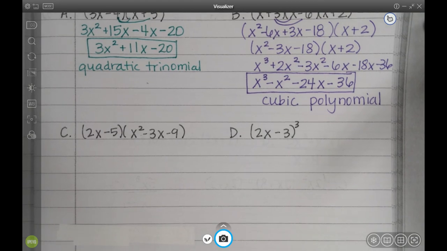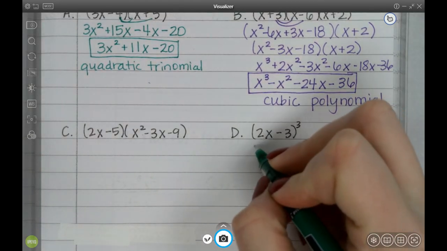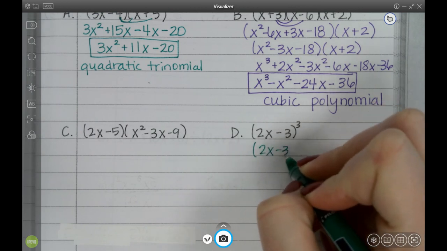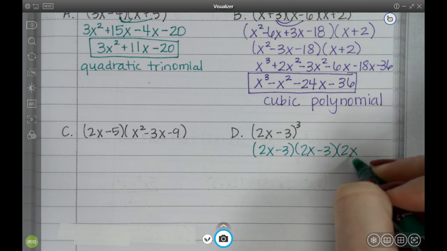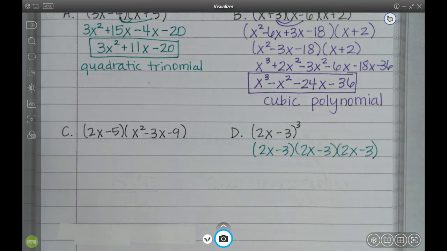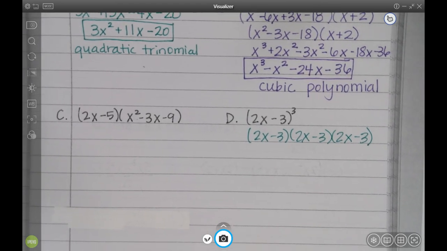All right, try those next two. And as you're working them, don't forget that this really means 2x minus 3 times 2x minus 3 times 2x minus 3. That is not one where you can just distribute.